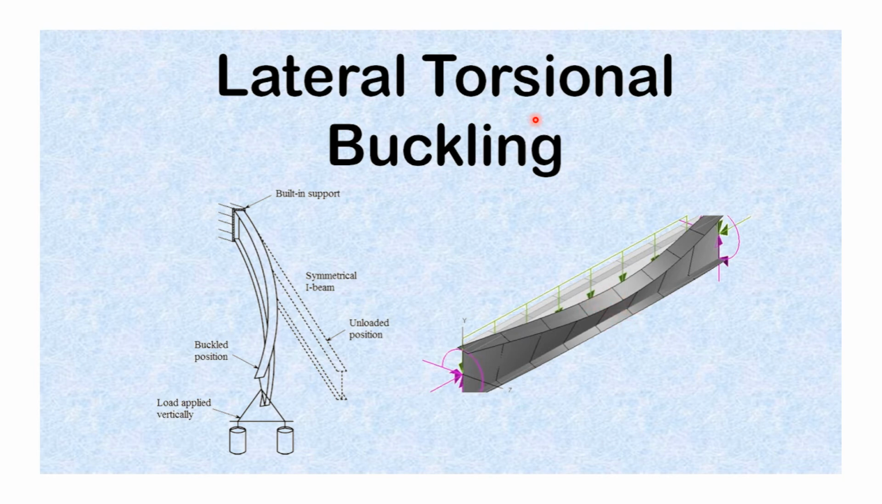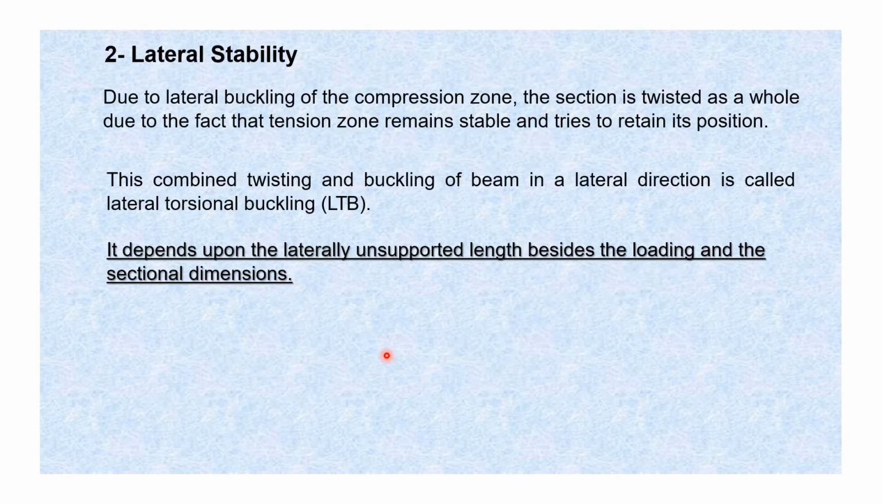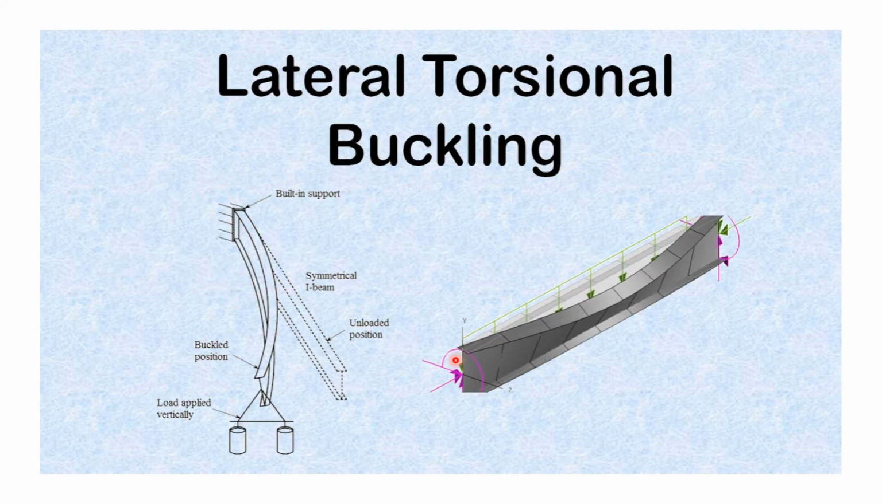This is called lateral torsional buckling. It depends upon the laterally unsupported length besides the loading and sectional dimensions. Means if it is a very long beam, then there is very much chance that it goes into lateral torsional buckling. Their unsupported length matters a lot.